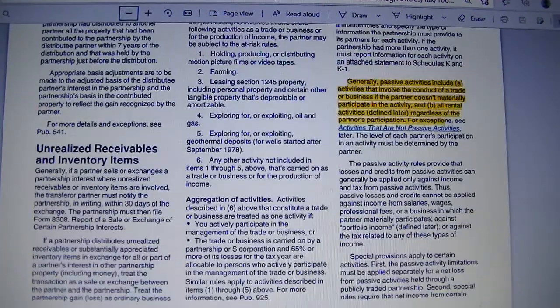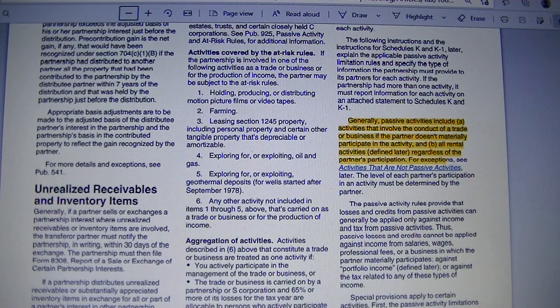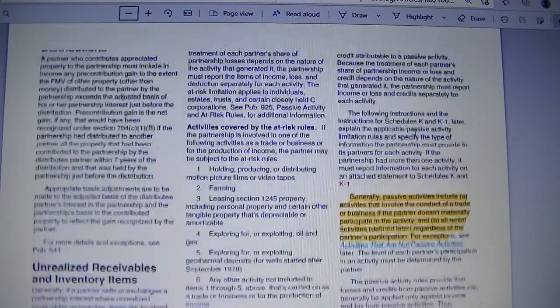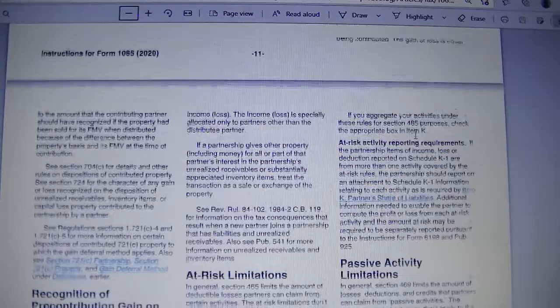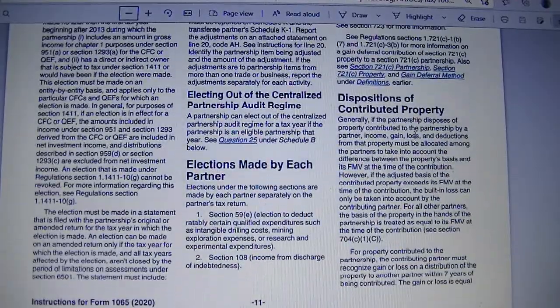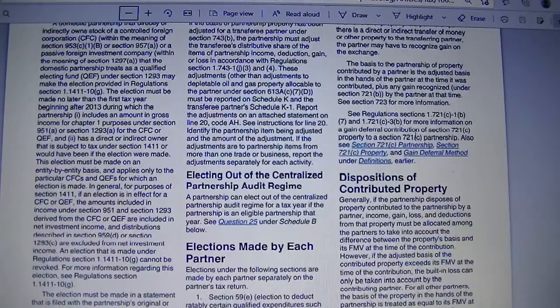But it's good to just take your time to read it and see what will work. So generally, a passive activity includes A, activity that involves the conduct of a trade or business if the partner doesn't materially participate in the activity, and B, all rental activity, defined later, regardless of the partner's participation. So that's a passive activity. But it's good to take your time and read well on it, because sometimes it can be confusing.